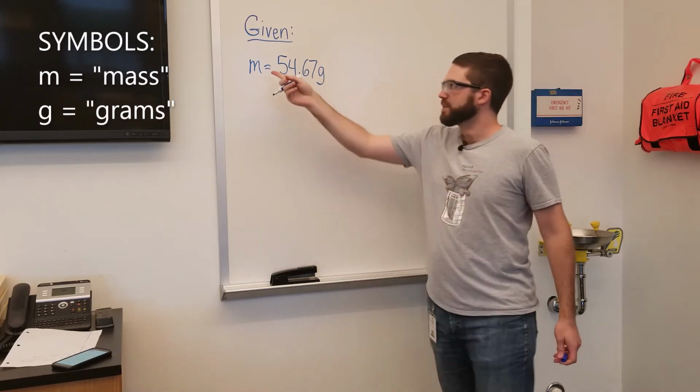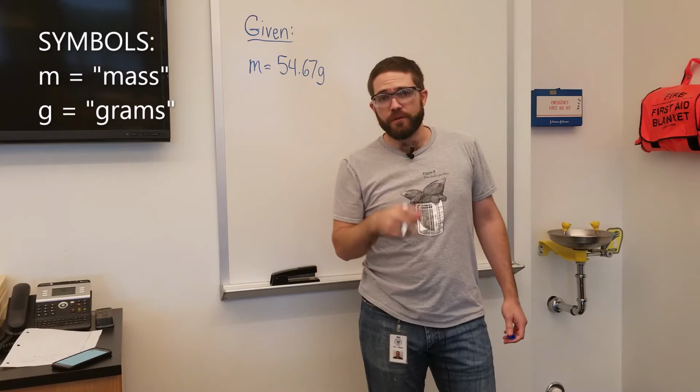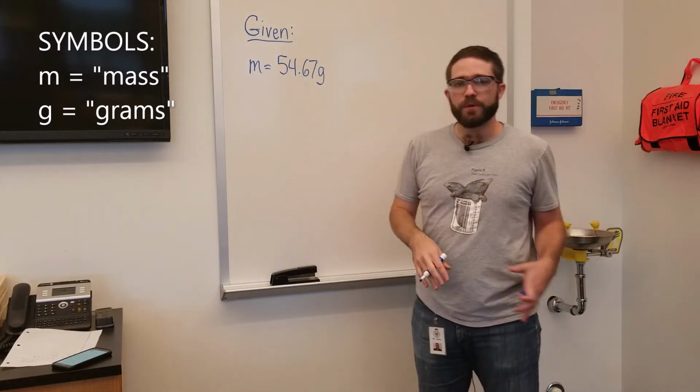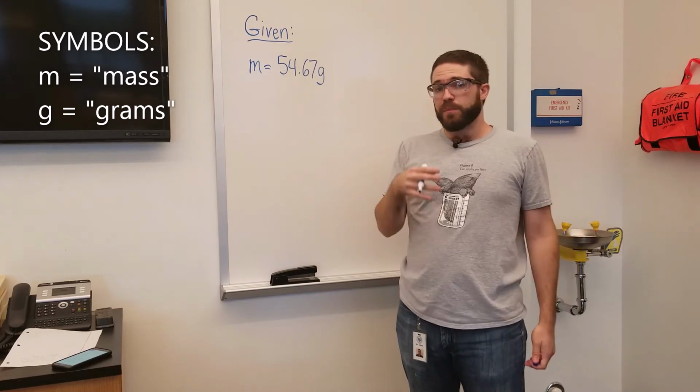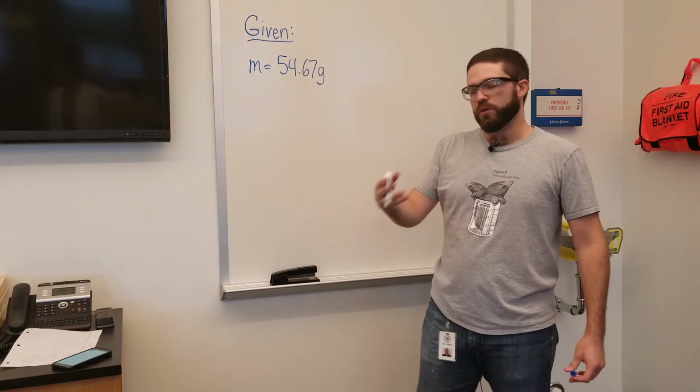So we're going to mass M equals 54.67 grams. G. Never forget your units whenever you're doing a calculation. I know it's easy to just want to write the numbers and plug them all in and slap them all together, but you need units to make sure that your calculation is what you're looking for.